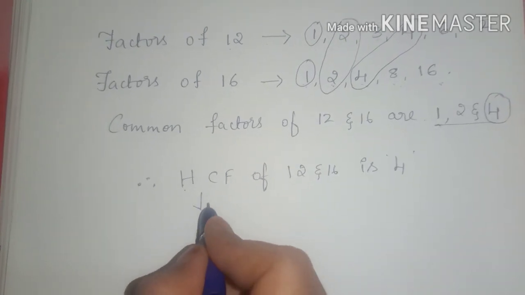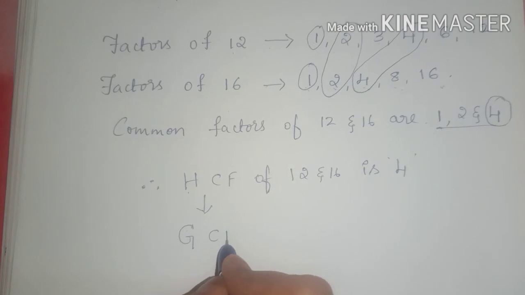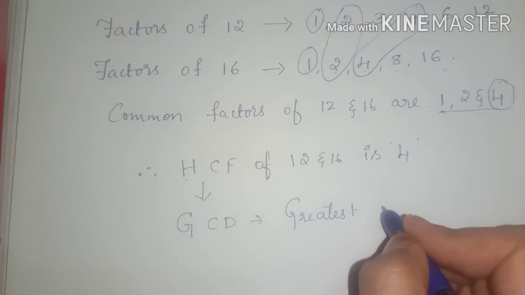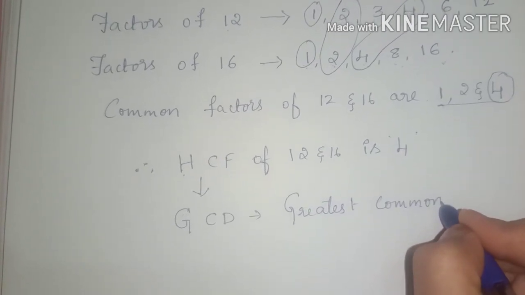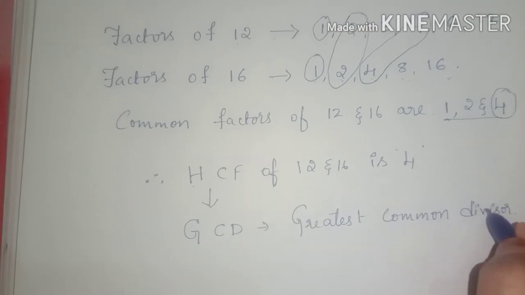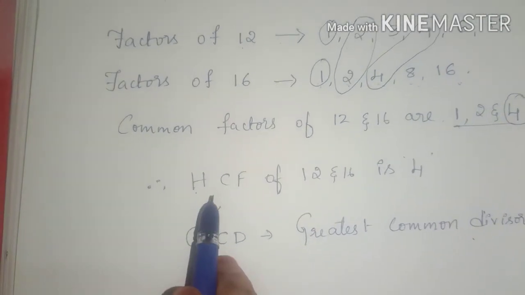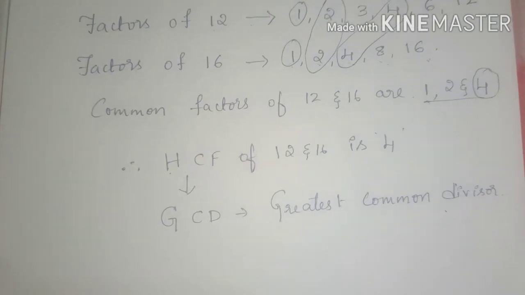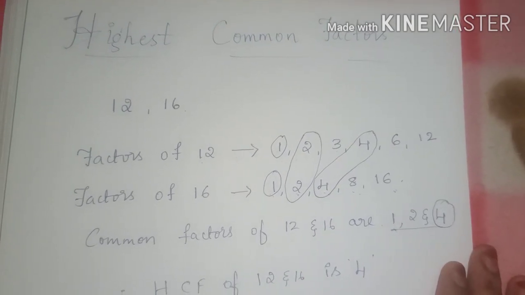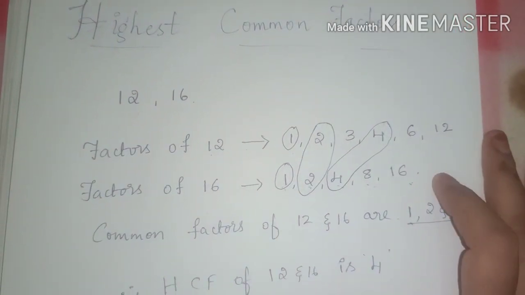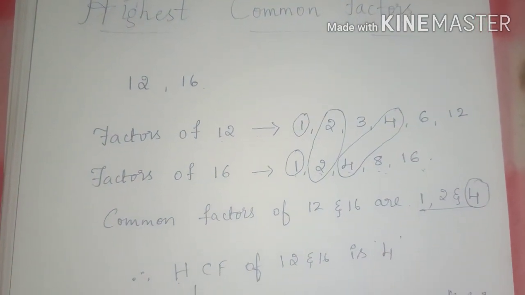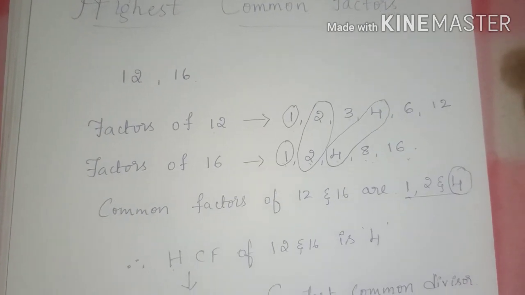Highest common factor is also known as GCD, which means greatest common divisor. Remember this: GCD is greatest common divisor, HCF is highest common factor. Did you understand, students, how to find the highest common factor? It is very easy. First write down the factors of both numbers, find the common factors, and among those common factors, the highest one is your HCF.